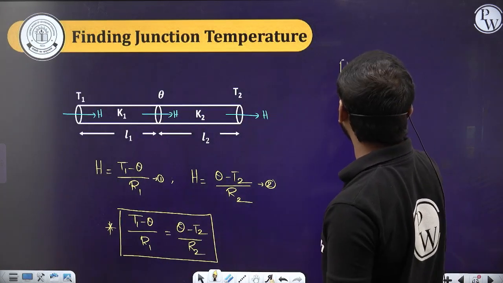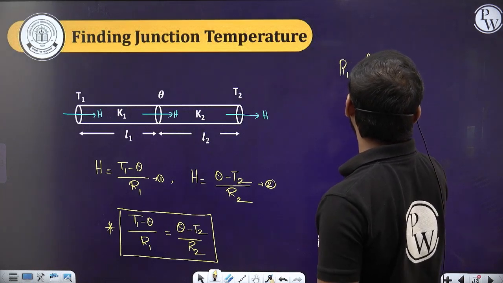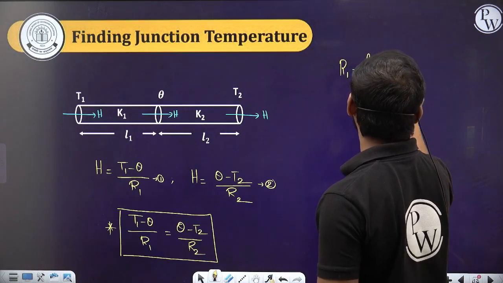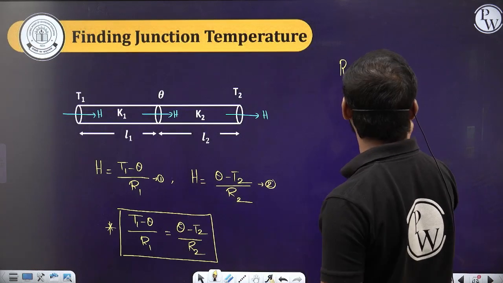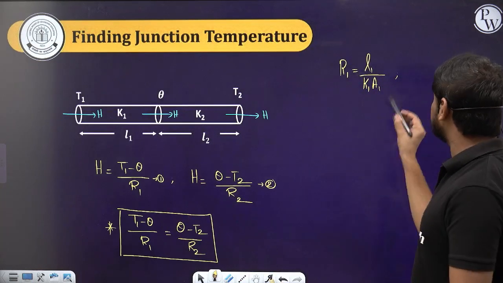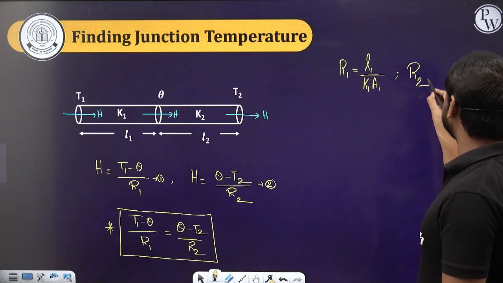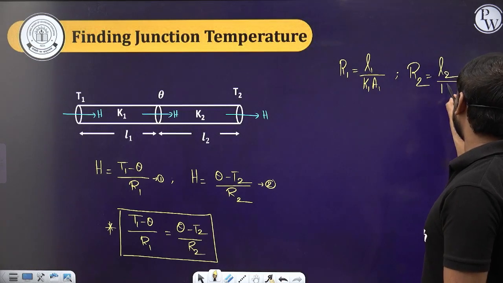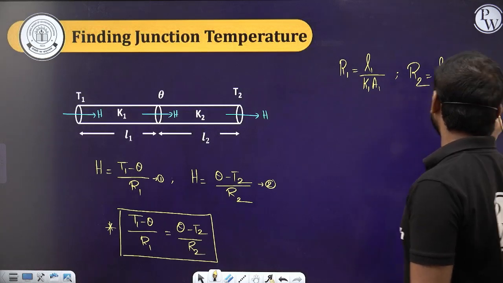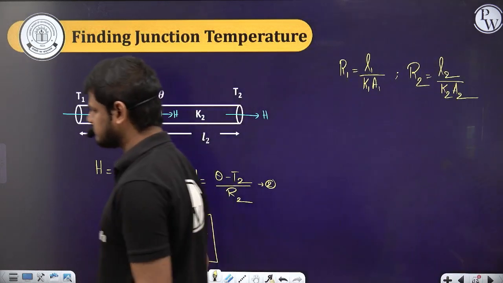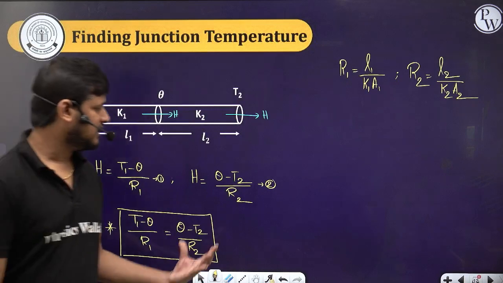You know how to find R1. R1 is nothing but L1 by K1 A. If they are connected in series, their areas might be equal, might not be equal. You can take area A1, area A2 also. And R2 is equal to L2 by K2 A2. That's it. Just substitute the values. Understood, everyone? Clear?